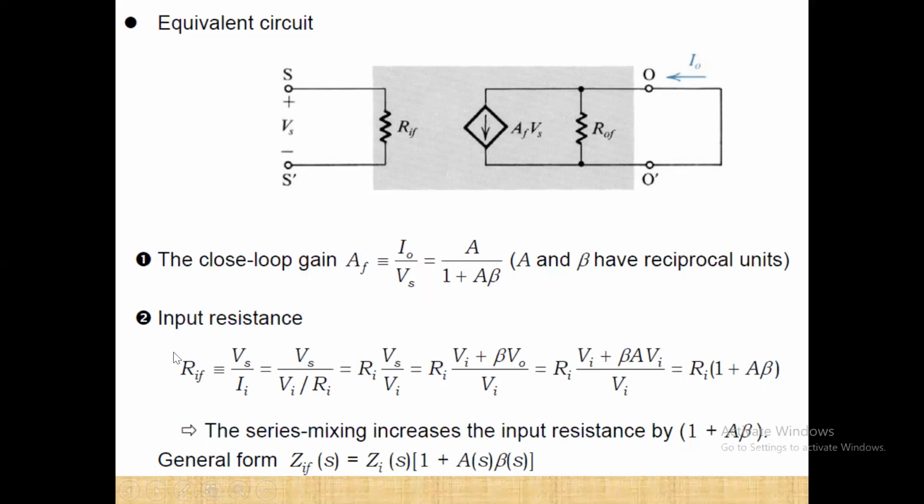Then we have the input resistance with feedback, which is equal to Vs by Ii.